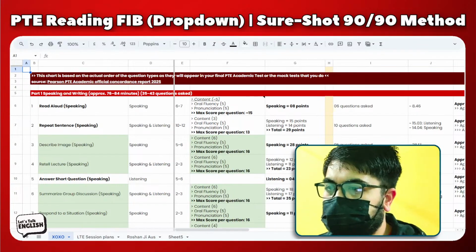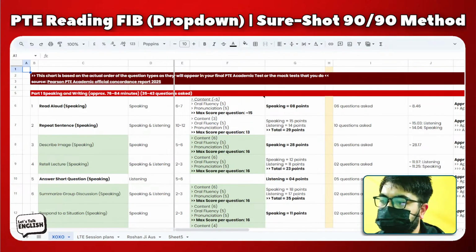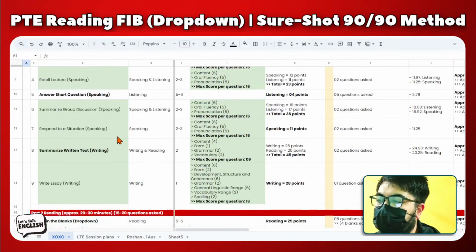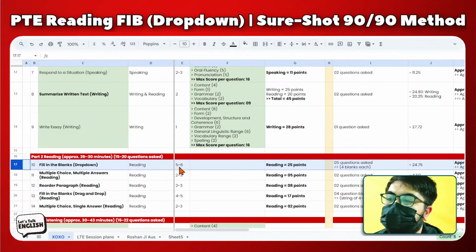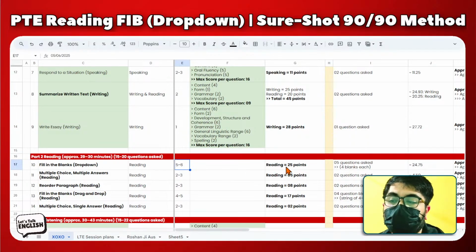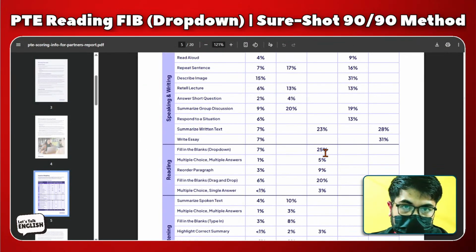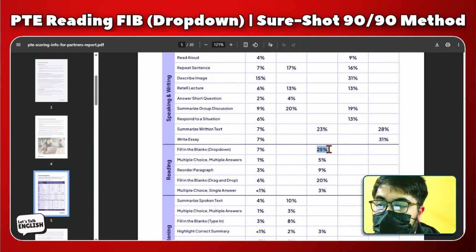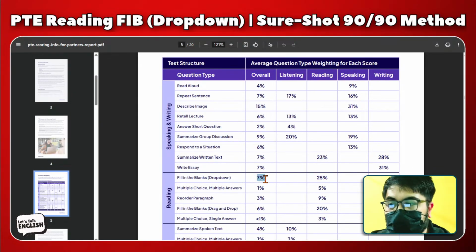Okay, here we are. If we talk about PTE reading, fill in the blanks, drop down, this is the very first question type that you're going to get. You're going to get 5 to 6 questions of this, and it contributes 25 marks into the reading module, which means that it is the highest score contributing question, contributing 25% to the reading section overall. And if you talk about the whole PTE test, its contribution is 7%.